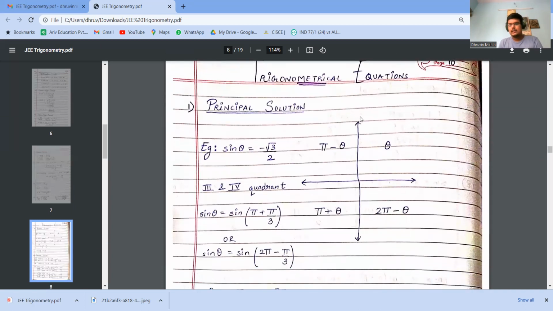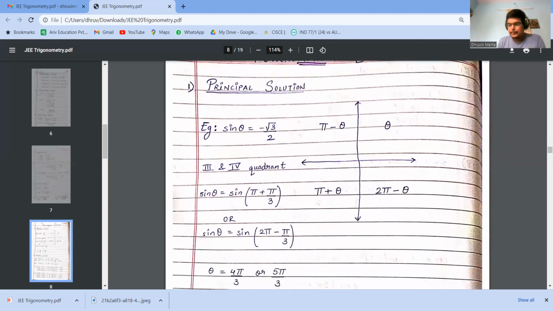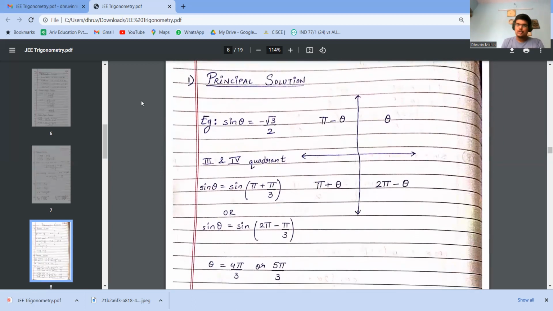We actually had this in 11th standard. I'm not sure if you have done this. So there are two types of solutions. One is principal solution. Principal solution basically means between 0 and 2 pi. So if it is between 0 to 2 pi, we call it principal solution. And then we have a list of formulas for general solution. These are the two types of solutions which we have. Do you guys know principal solution, or shall we discuss this in detail?